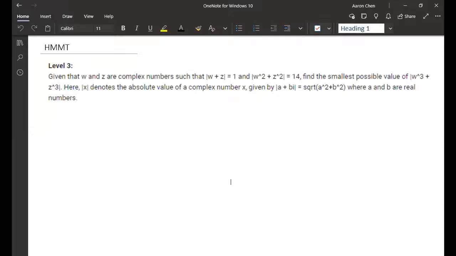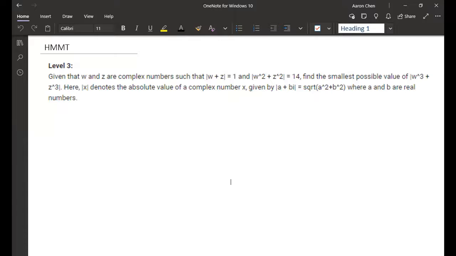And so next, I will be going over the problems for math levels 3 and 4. So first, level 3.